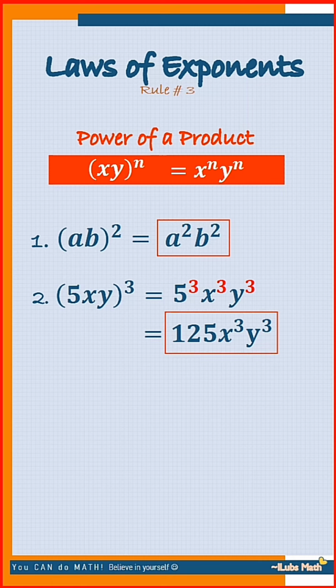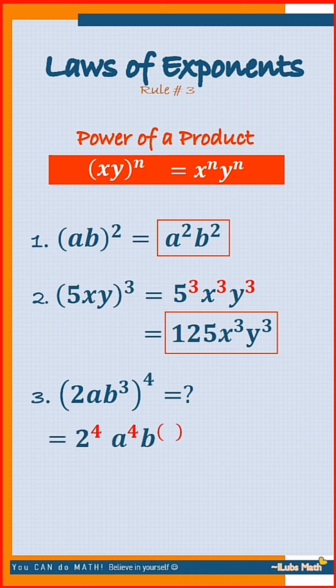So how about if we have 2ab cubed raised to the power of 4? Well, this would just be 2 to the power 4, a to the power 4, b to the power of 3 times 4, which is just equal to 16a to the power 4, b to the power of 12.